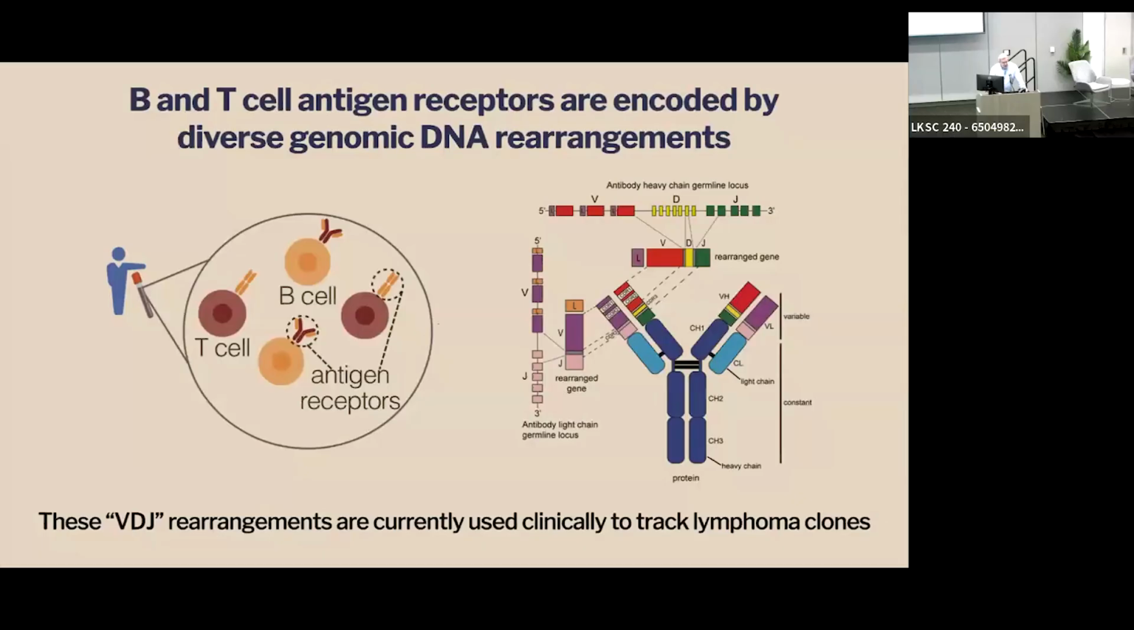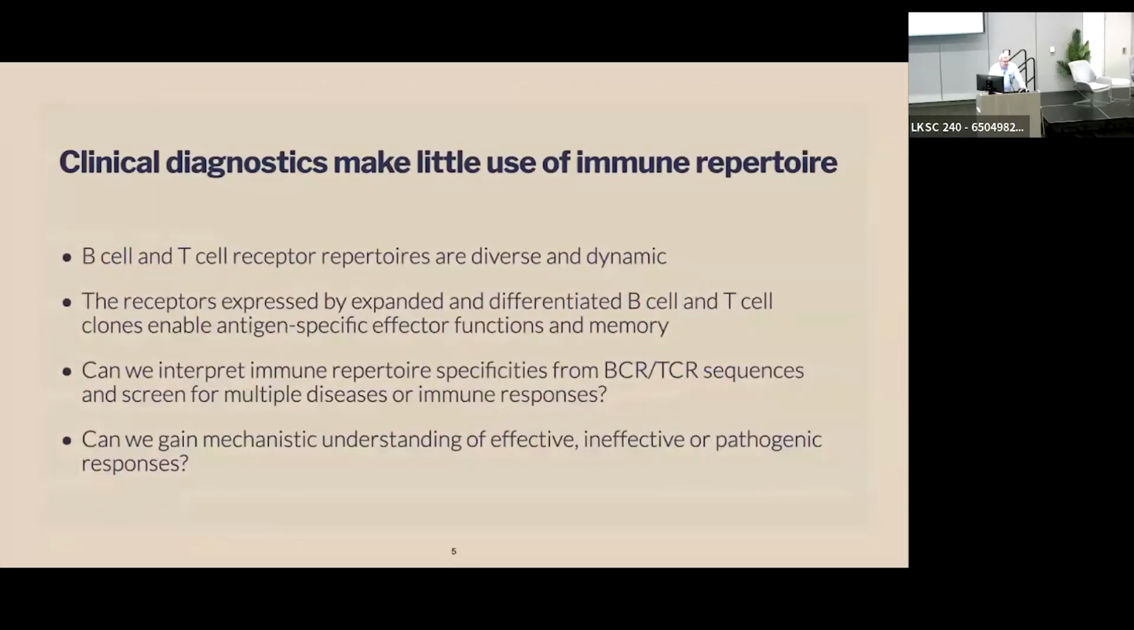There's one area where this has been used a lot, which is if somebody has a lymphoma or a cancer derived from B cells or T cells. These gene rearrangements that encode antibody or T cell receptors can be a really good unique marker of that particular malignant cell clone that might be the cause of the person's cancer.